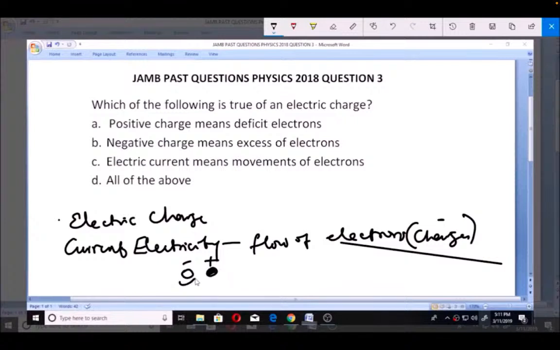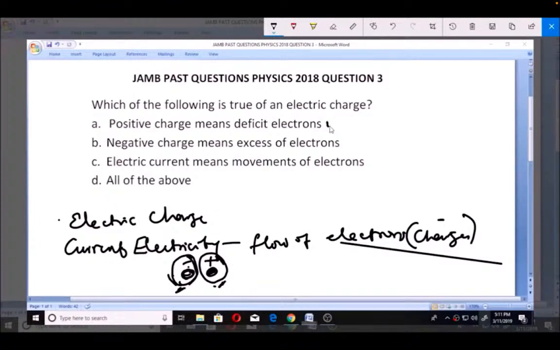So when you have an excess of this electron that is negatively charged, you expect a negative charge. Overall charge will be negative. But when these protons that are positive are in excess, then you expect it to be overall positive charge. When this one that is negative is in excess, it will be negative. When it is not enough, when it is deficit, it will then be positive. So for this first statement, that positive charge means deficit electron, that is true.